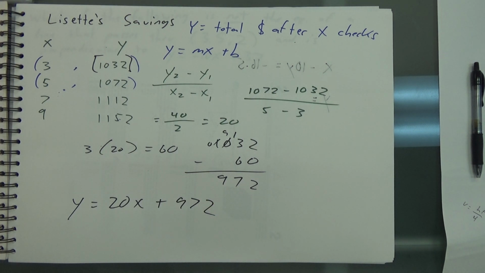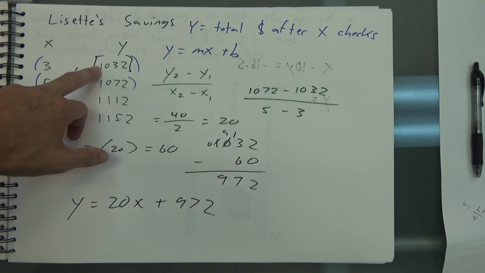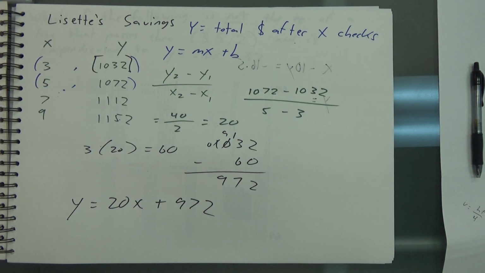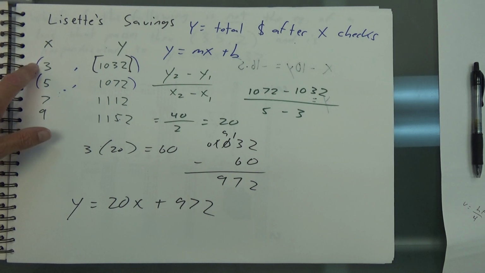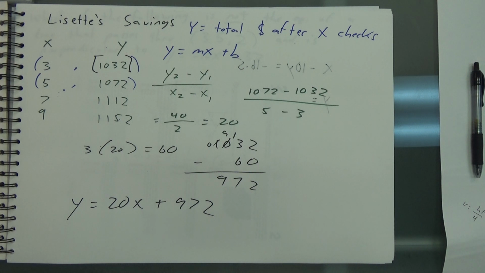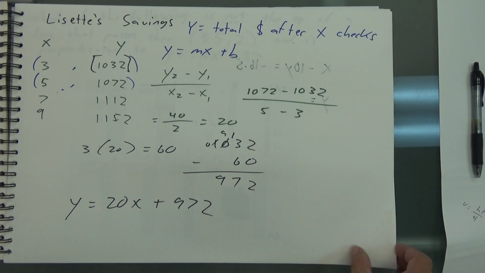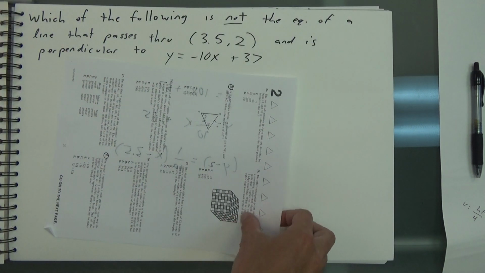You could use point slope. You could take any of these points, just one of them, and then say, you know, y minus 1032 is equal to 20 times the quantity x minus 3. And then, well, that would give you in point slope a valid equation of the total dollars after x checks. And then you would change that to slope intercept form. But if there's just 3 checks, and we know each check is $20, we can just subtract 60 from here. Okay.